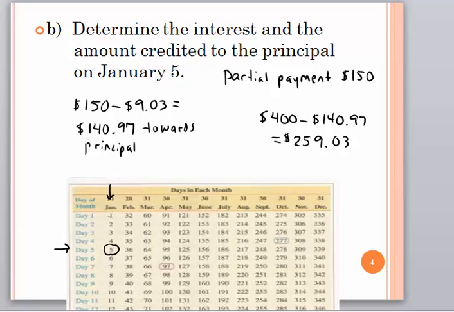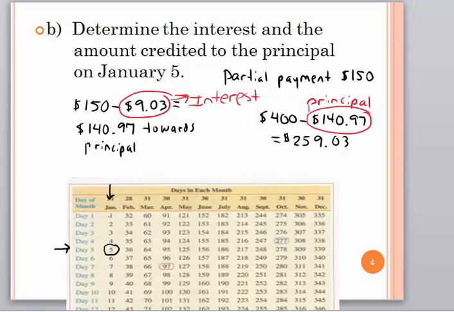All right, so to sum this part up, the question is asking us to determine the interest. We have found the interest to be $9.03. And it's also asking us to find the amount credited to the principal. And we know that that's $140.97. And we're ready to move on to Part C.